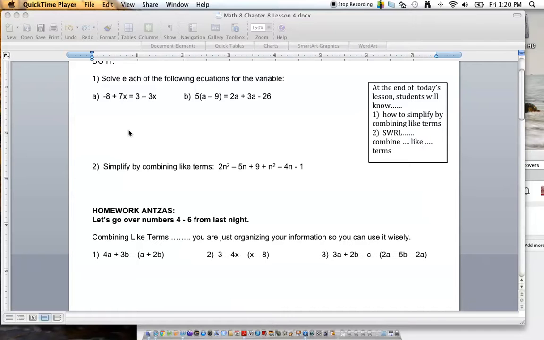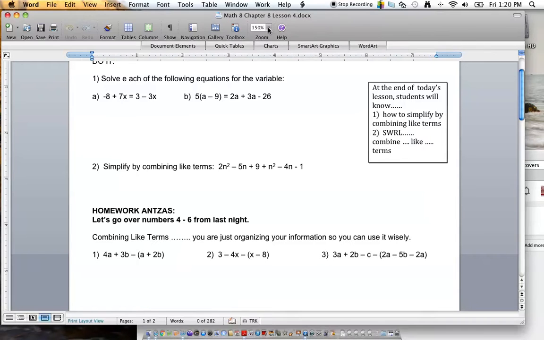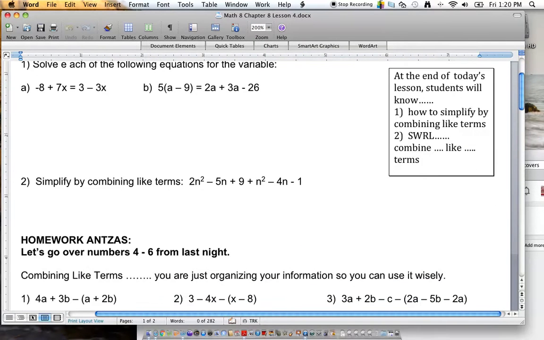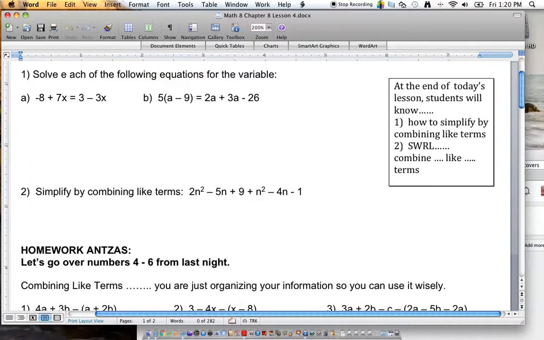Okay, so without any further ado, let's get started on this and see what we got. Okay, so first equation up here, is this a same side or an opposite side situation? Okay, same side or opposite side?